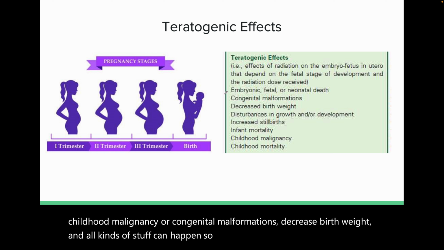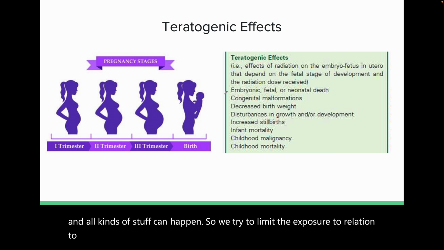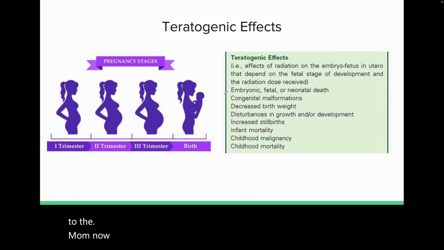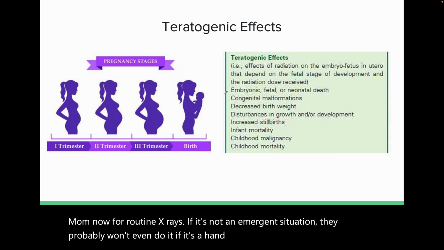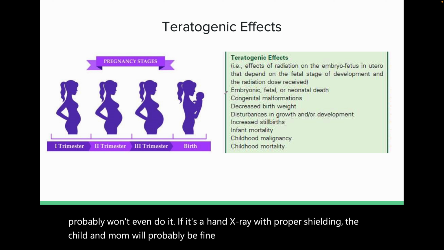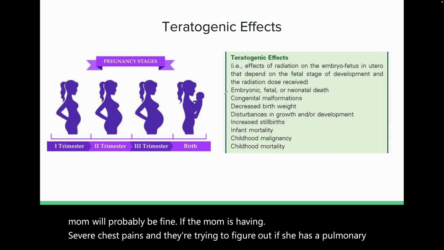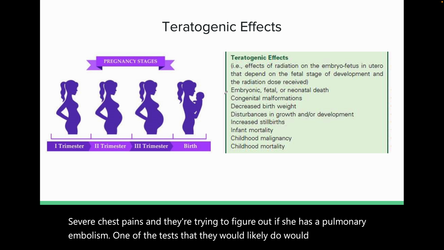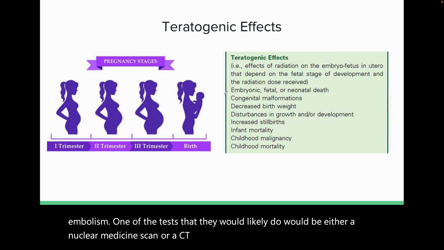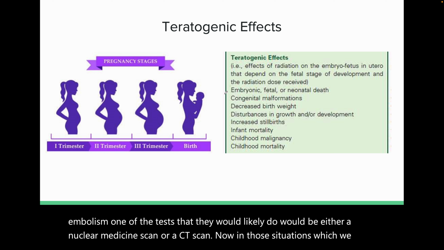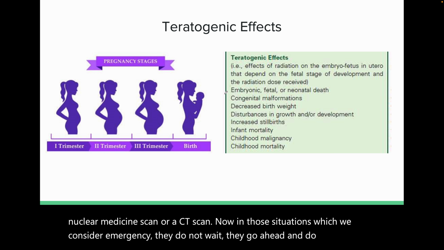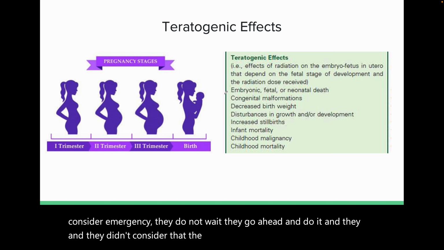So we try to limit the exposure to radiation to the mom. Now, for routine X-rays, if it's not an emergent situation, they probably won't even do it. If it's a hand X-ray with proper shielding, the child and mom will probably be fine. If the mom is having severe chest pains and they're trying to figure out if she has a pulmonary embolism, one of the tests that they would likely do would be either a nuclear medicine scan or a CT scan. Now, in those situations which we consider emergency, they do not wait. They go ahead and do it, and they consider that the benefits outweigh the risks.